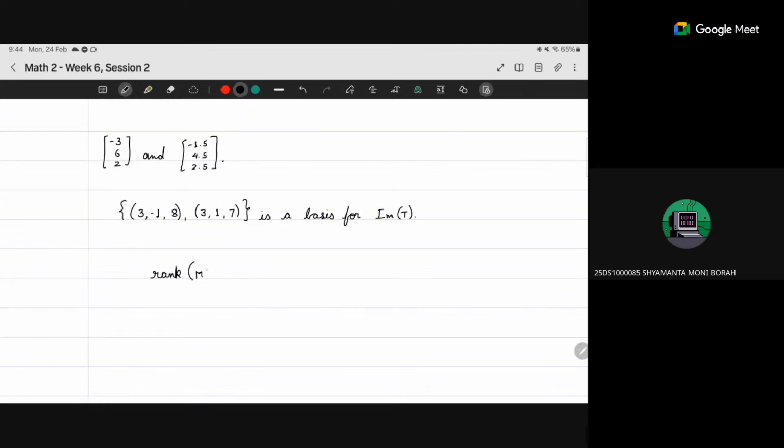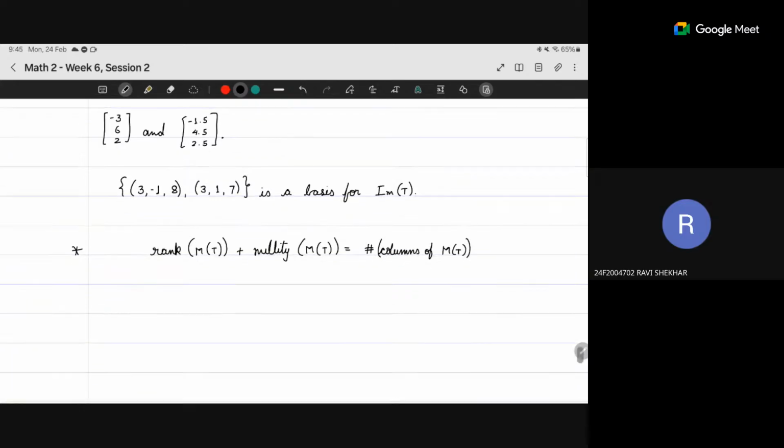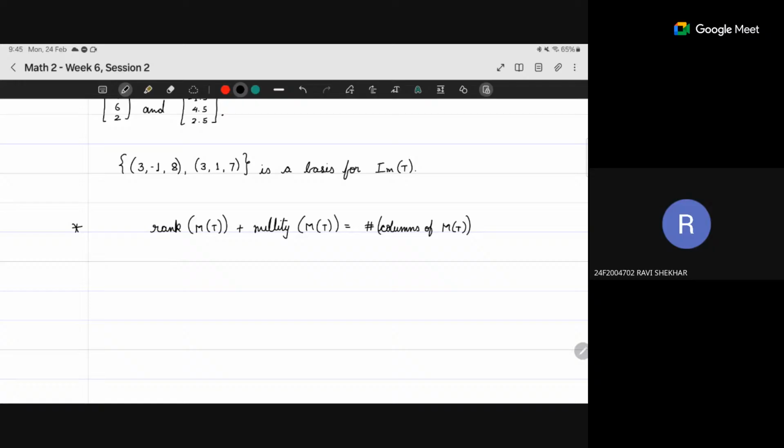So you know that, and this is the last topic, rank of M of T plus nullity of M of T is equal to the number of columns in the transformation matrix M of T, right? Now, what did I say rank of M of T was? This is the dimension of the image plus the dimension of the kernel. Nullity is just the dimension of the kernel. And what is the number of columns of M of T?